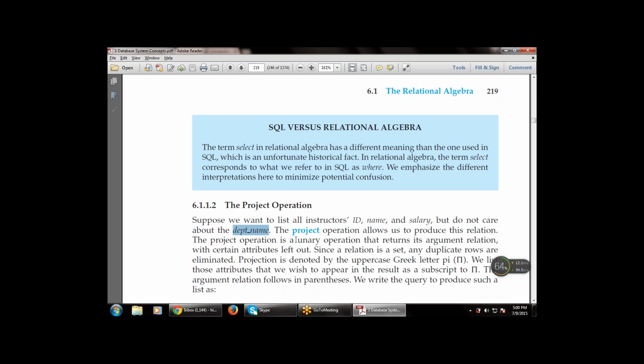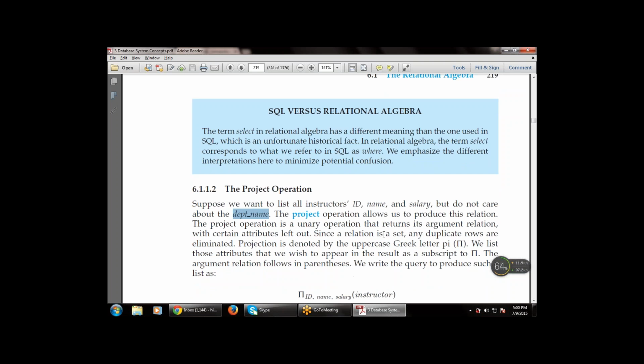So what is the project operation? It allows us to produce this relation, that is how the projection is performed. The project operation is a unary operation that returns its argument relation. It is a unary operation, which means it works on only a single table with certain attributes left out. Since a relation is a set, any duplicate rows are eliminated.